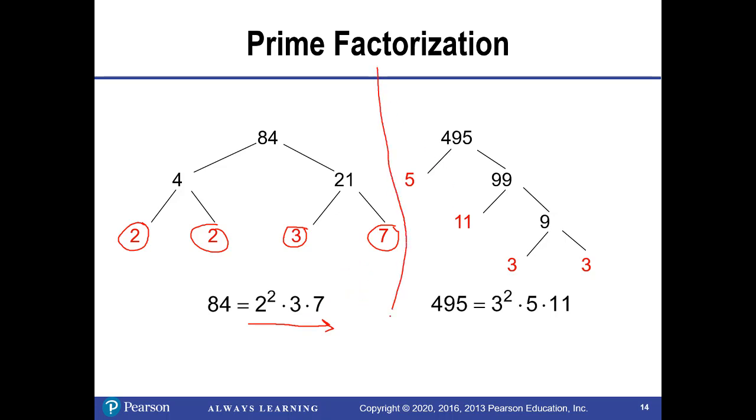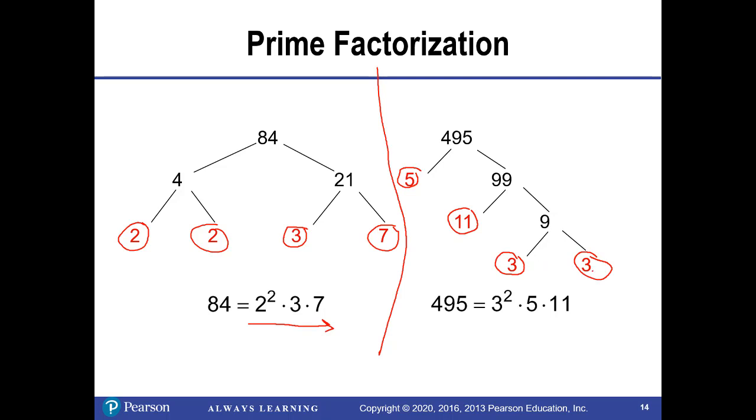Over here on the right-hand side of your screen, they've done the same thing for 495. 495 is 5 times 99. And again, that's not the only way we could find it. We could also do this as 11 times 45. That also works. But this is one way. 5 is prime, so we stop there. 99's factors are 11 and 9. Again, not the only factors that exist. We could do 33 and 3 also, for example. 11 is prime, so we stop there. And then 9's prime factors are 3 and 3.